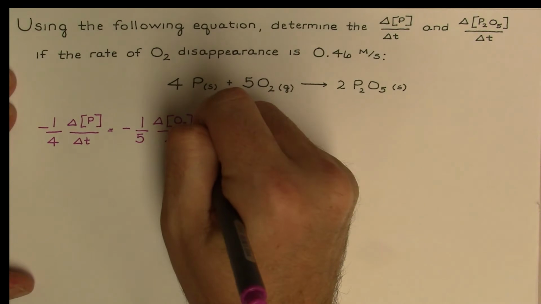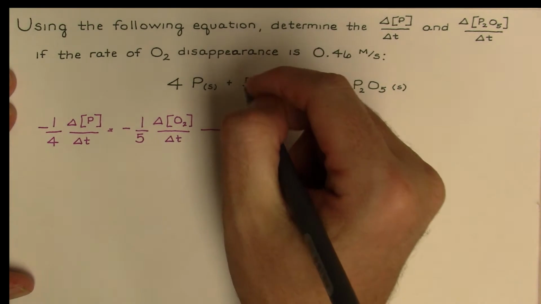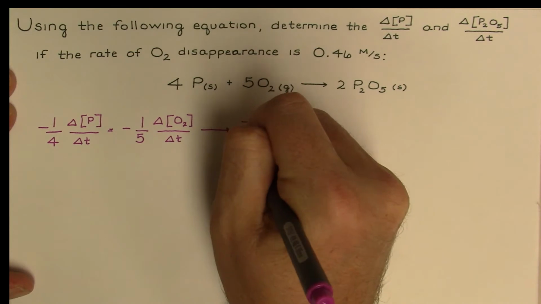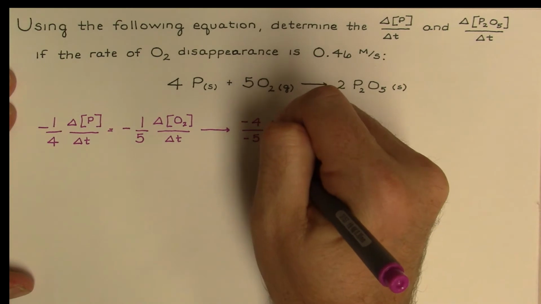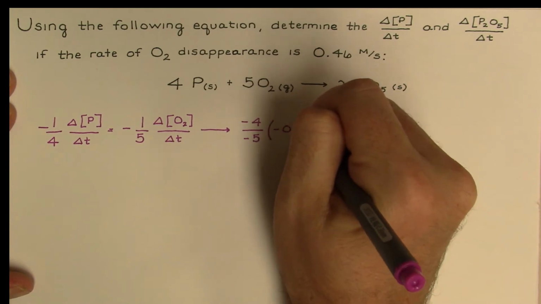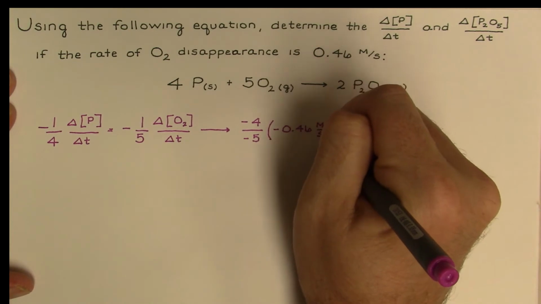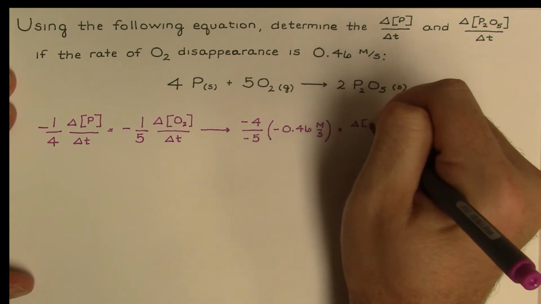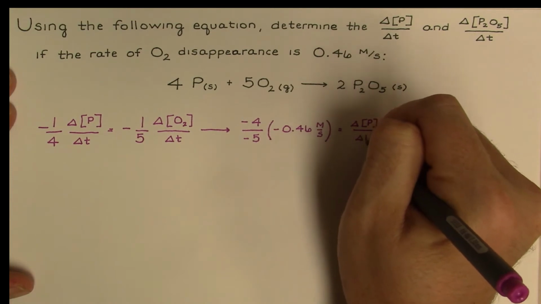Now what we must do is cross multiply in order to get our 4 into our numerator. So this will give us negative 4 over negative 5, times our rate for oxygen, which is given in the problem. That is negative 0.46 molar per second. This is equal to our change in the phosphorus concentration over the change in time. So we have now found the average rate for just the phosphorus.